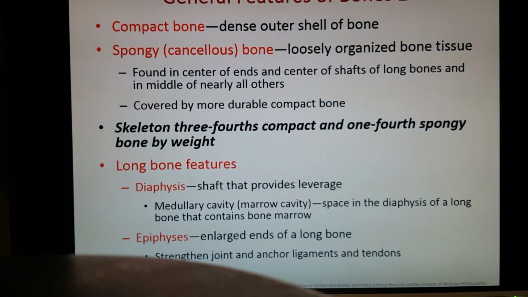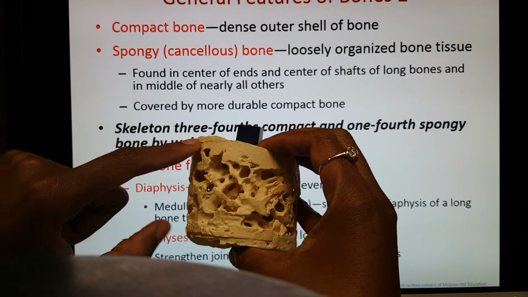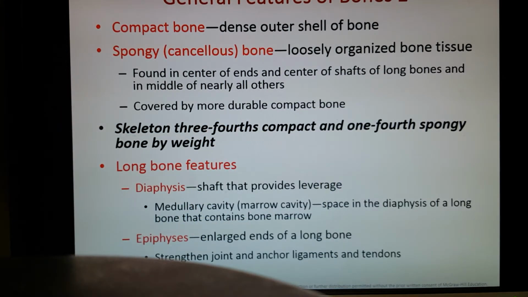So your skeleton is mostly compact bone by weight, even though it's a smaller amount of area, but it's on the outside and that contains a lot of weight. And then a quarter is spongy bone.